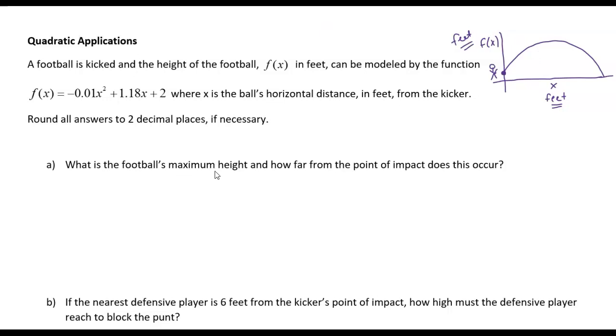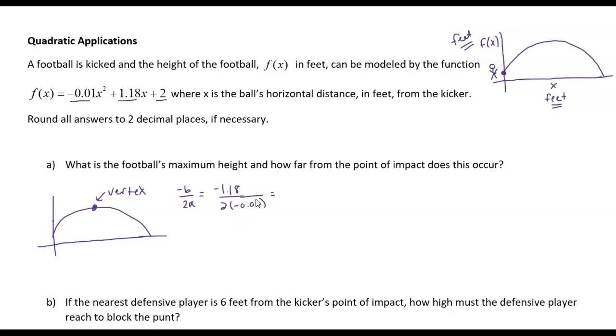So it says, what is the football's maximum height and how far from the point of impact does this occur? If we sketch this out again, we've got this parabola, and our maximum height is going to be right here. This is our vertex. We know how to find a vertex. We can use negative b over 2a to find the x value of the vertex. So we grab those values from the function: negative 1.18 over 2a, so 2 times negative 0.01.